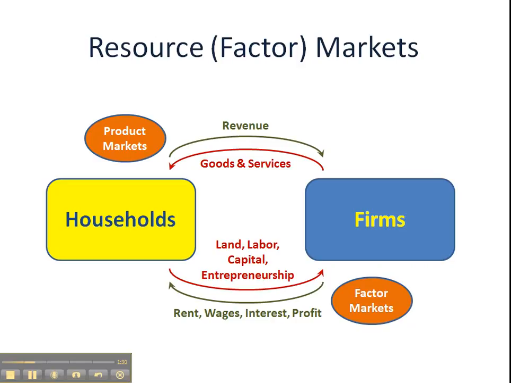The resource market is represented here by the bottom half of the diagram. The households are the sellers of the resources and the firms are the buyers of the resources. Households sell resources, as shown from the line here going from households to firms, and then the firms pay for the resources as income, as shown by this green line that's going from firms back to households.